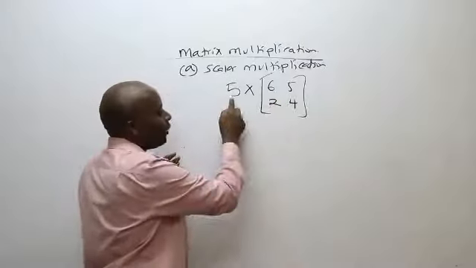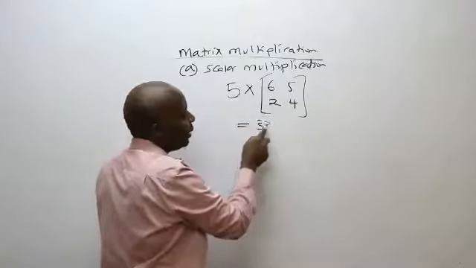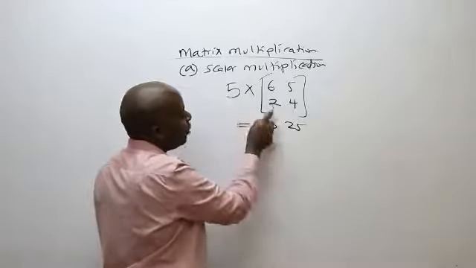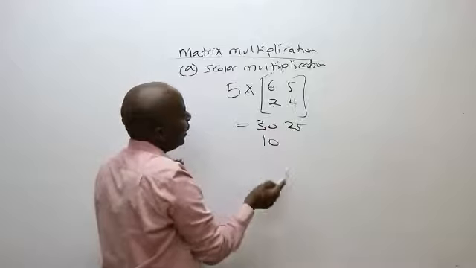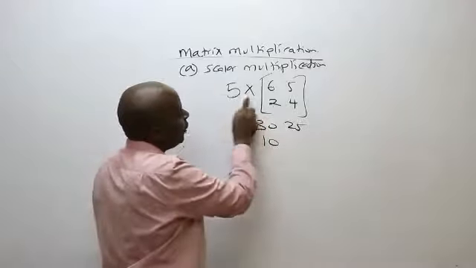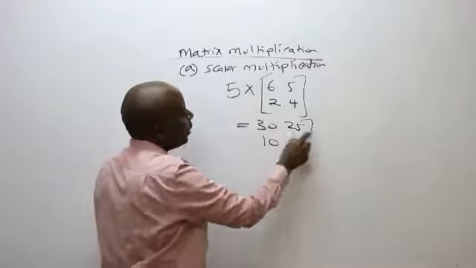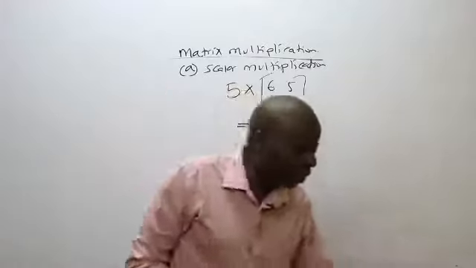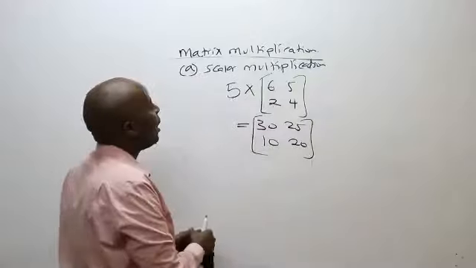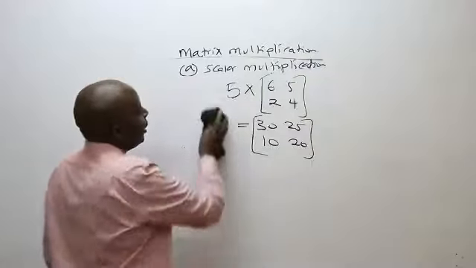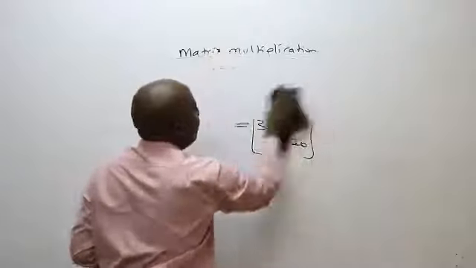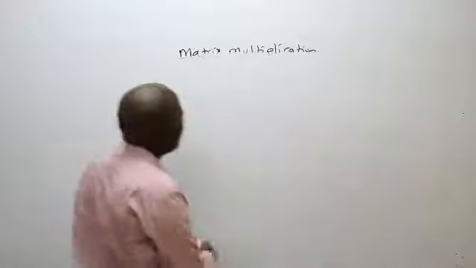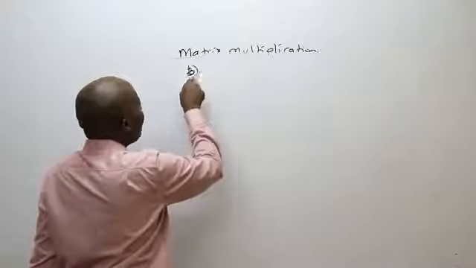You distribute the scalar inside here and ensure that the scalar multiplies each and every element of the matrix. So we have 5 times 6, that gives us 30. We have 5 times 5, that gives us 25. We have 5 times 2, that gives us 10. We have 5 times 4, that gives us 20. And that is it, ladies and gentlemen. Scalar multiplication.